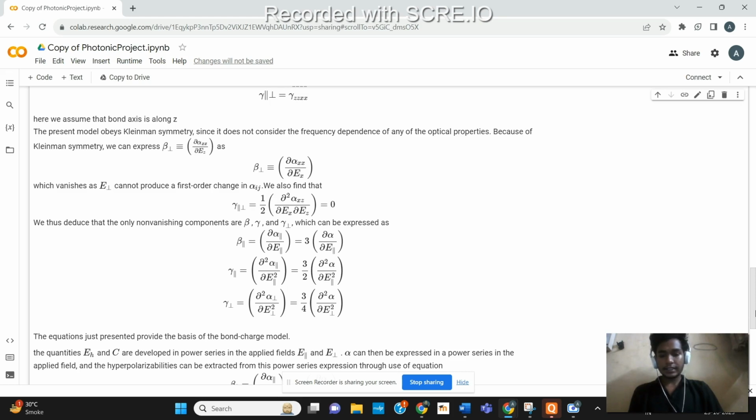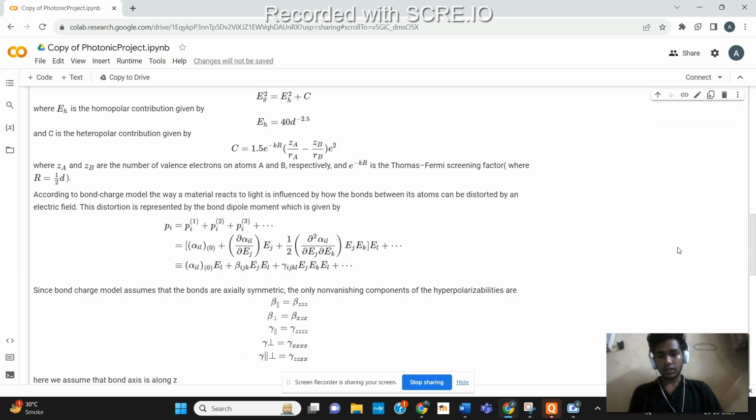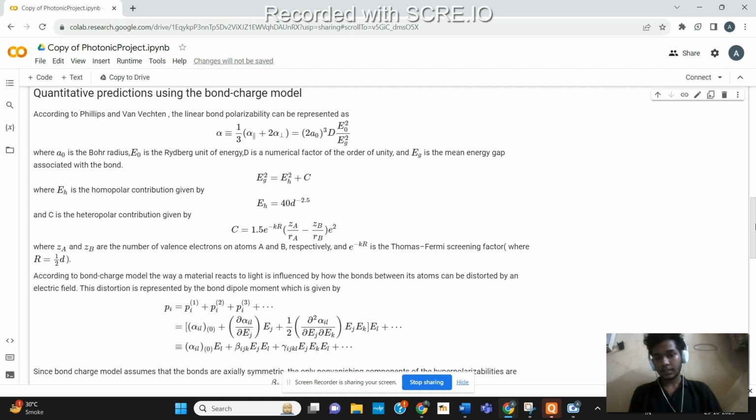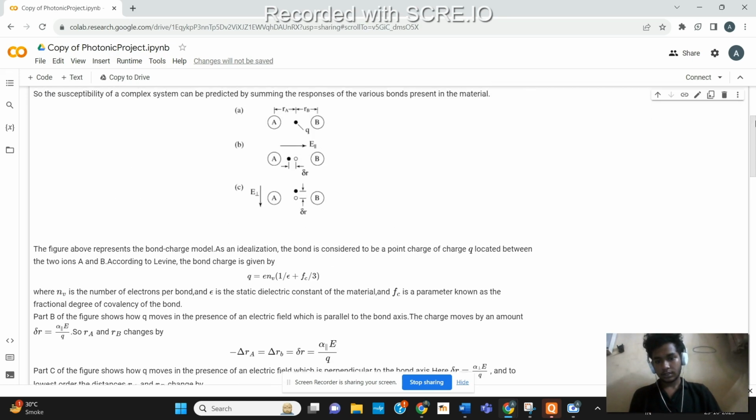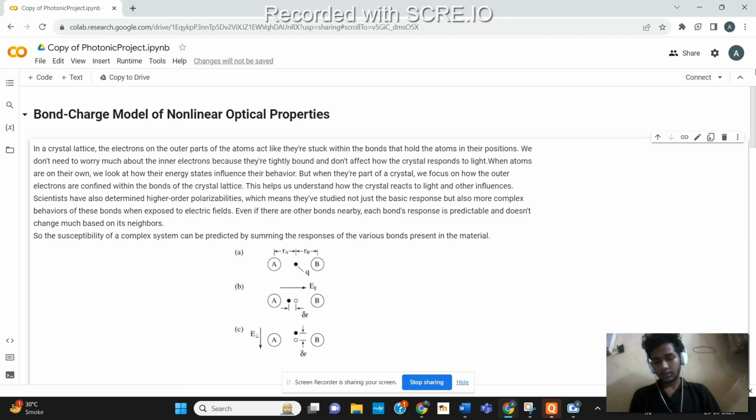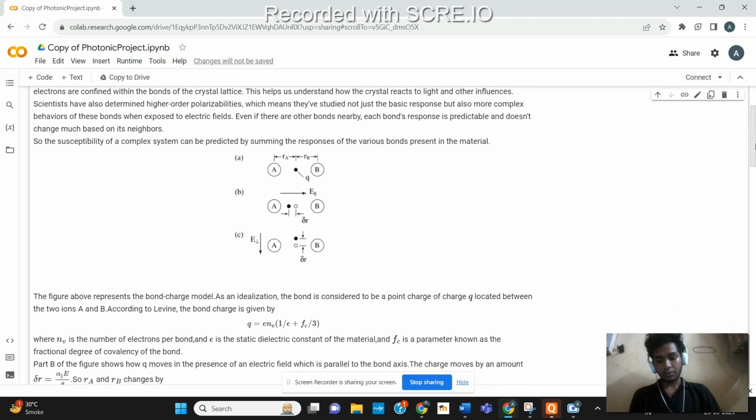Quantities EH and C, which are given here, are developed in power series in the applied fields E parallel and E perpendicular through the use of equations given here, which are given by the equation given here.